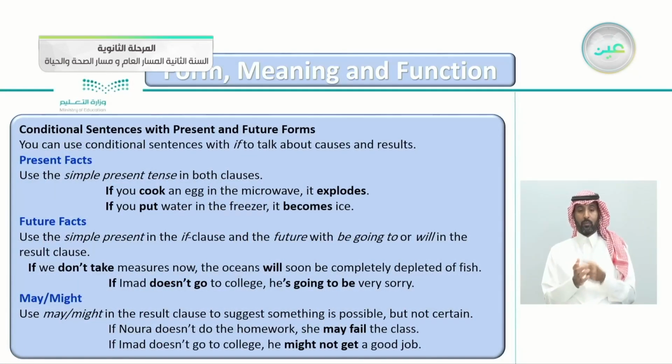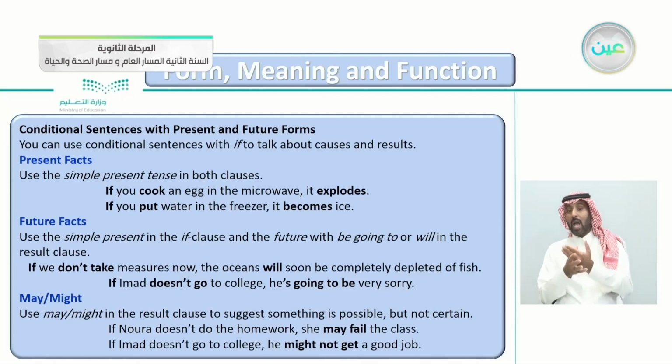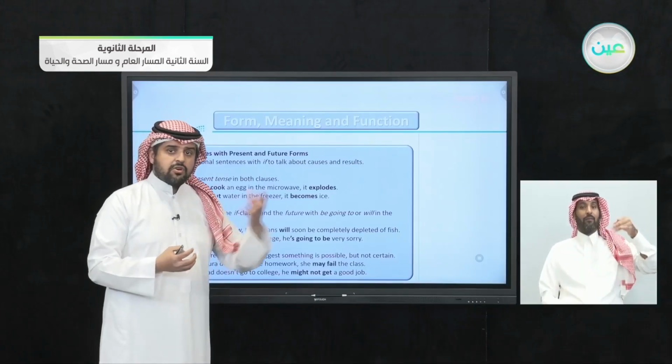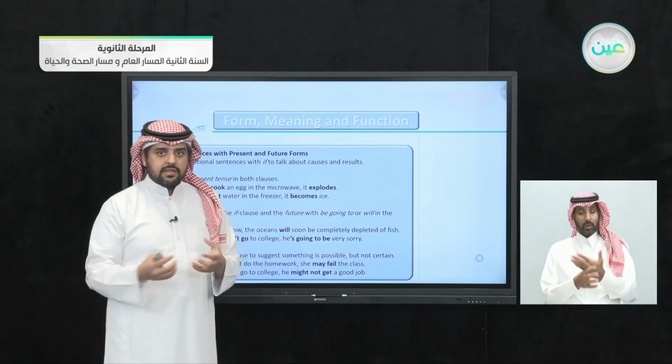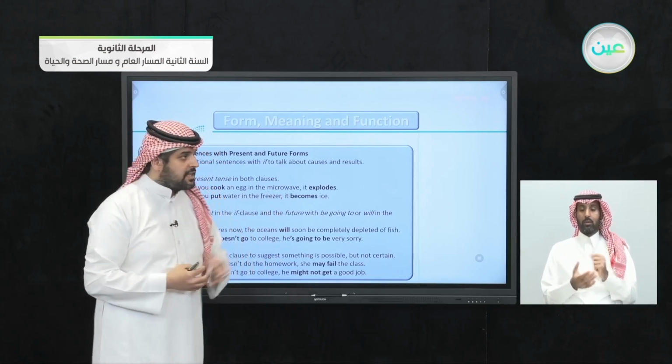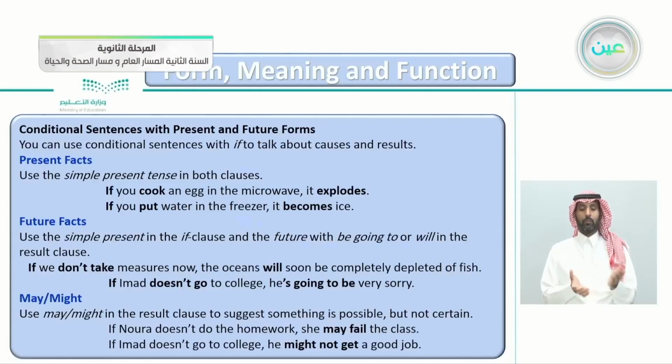Continuing with our lesson here, conditional sentences with present and future forms. You can use conditional sentences with if to talk about causes and results. We use conditional sentences with if. So we talk about a cause and a result, the result and the cause of this result using the conditional if. For present facts, we use the simple present tense in both clauses, the first clause and the second clause.